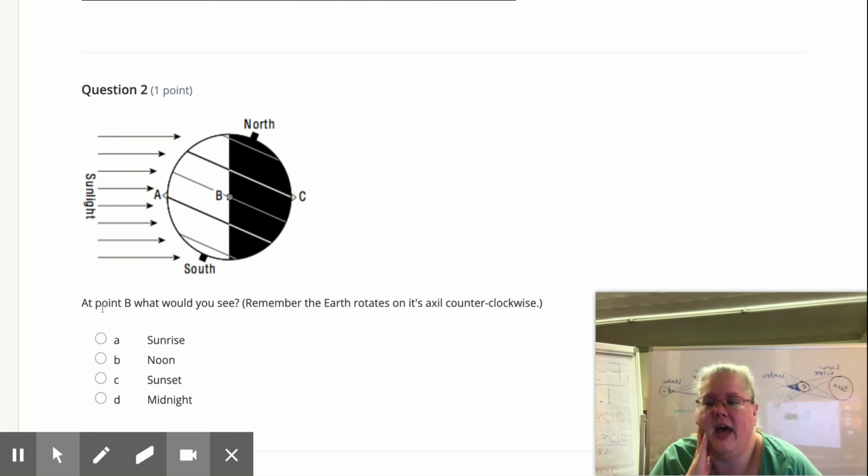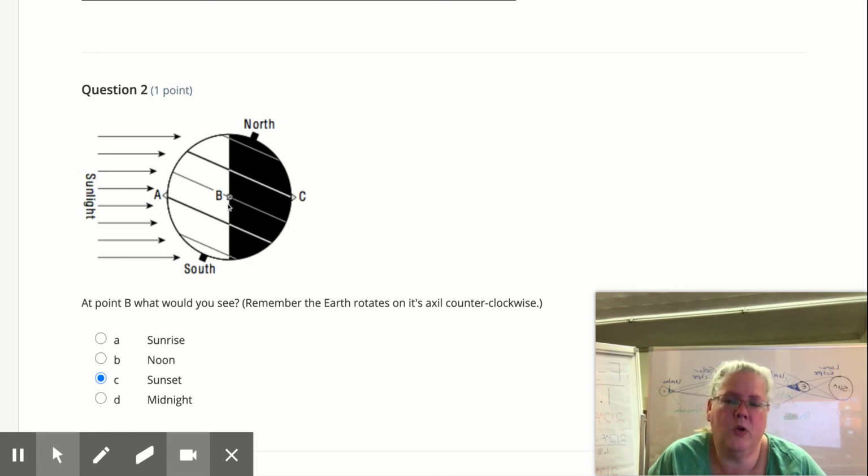So it says at point B right here, what would you see? Remember, the Earth rotates on its axis counterclockwise, so that means it's going this direction, from here to there to there to there, which will actually be needed on the next worksheet. So at this point, if it's rotating from A to B and then B to C, B is going from the light into the dark, which means that's not sunrise. That would be on the other side of the Earth. It's not noon. That would be A. It would need to be sunset because it's setting. We're going from daylight into dark time.